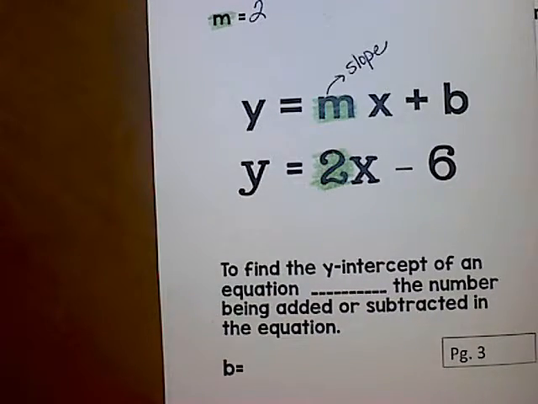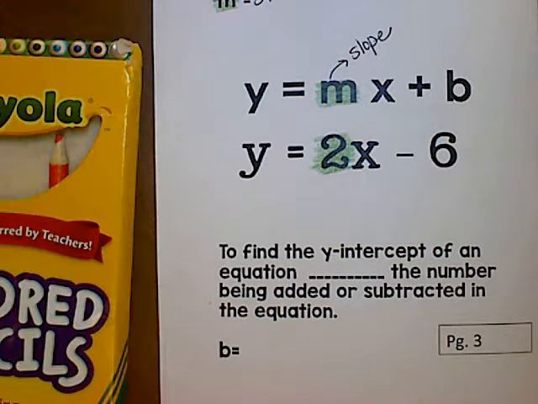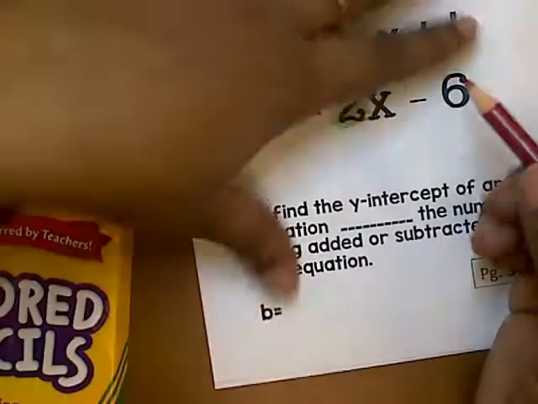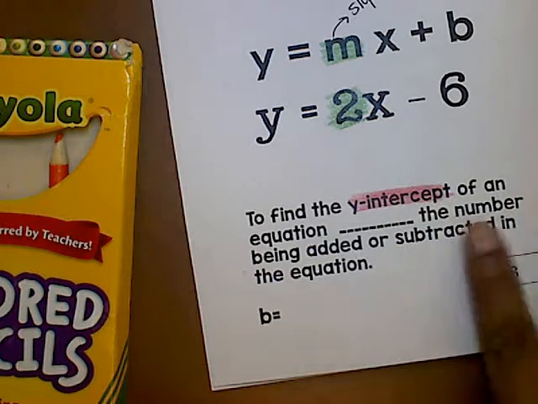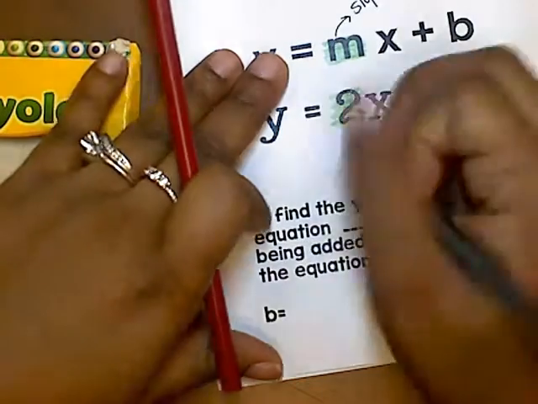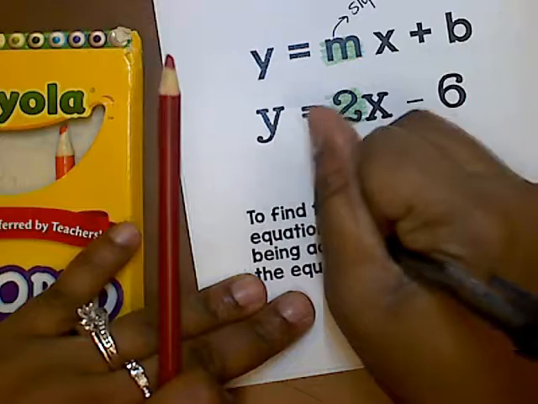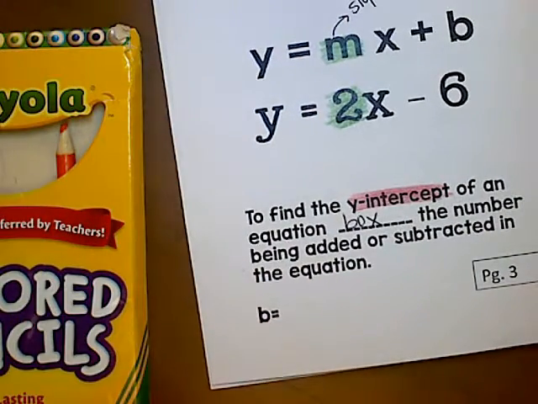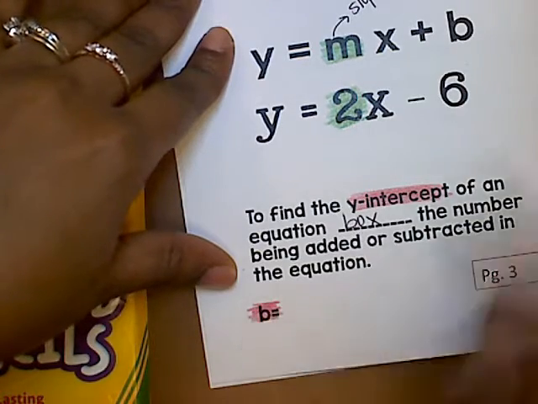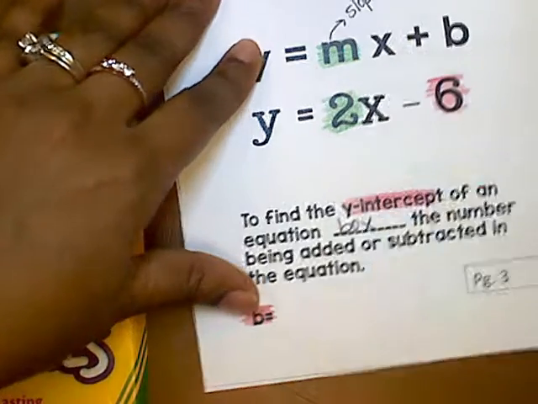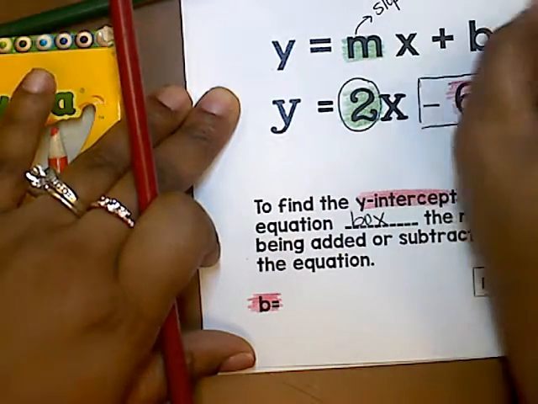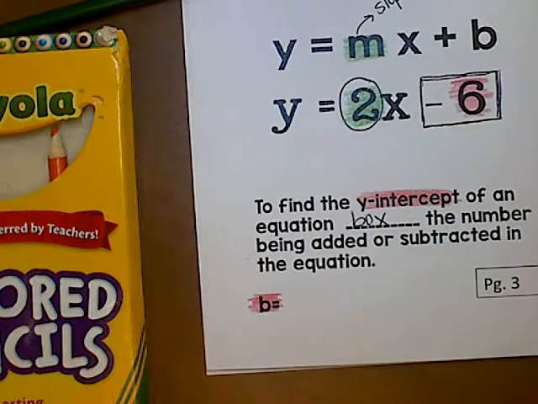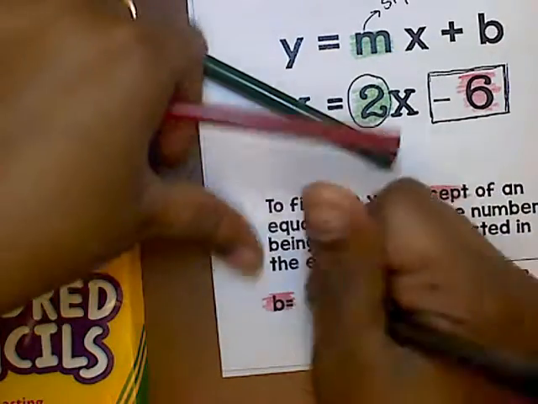And then I'm going to use a different color to represent our b. So for b, which is our y-intercept, I'm going to use this red here. To find the y-intercept of an equation, you're going to circle, well, we already just circled, so let's box the number being added or subtracted in the equation, okay? Again, the number being added or subtracted is here, but you want to keep the sign that's attached. So we circled our m, and we're boxing our b, and notice we take the sign that is also attached with it. So our b is not 6, it's actually going to be -6.